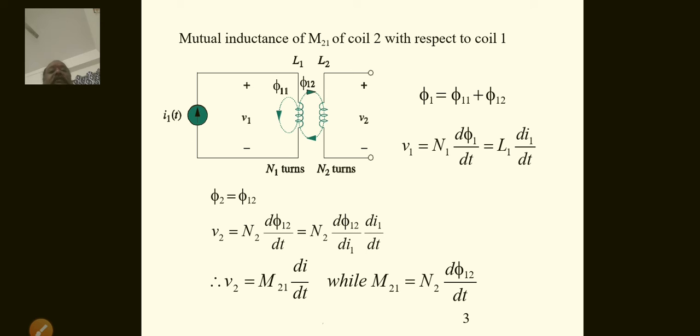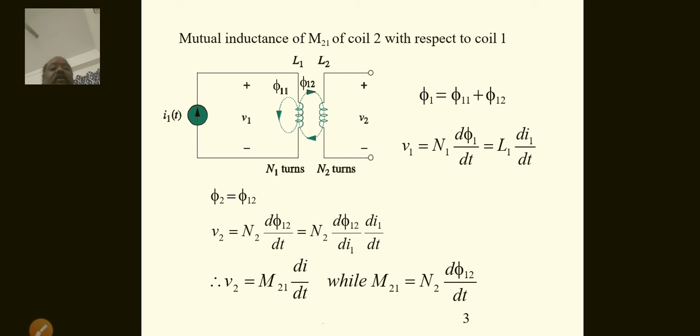Then you will say that phi 2 is equal to phi 12 generally. So you may take V2 is equal to N2 d phi 12 by dt, so N2 into d phi 12 by dI1 into dI1 by dt. So from that relation, you say what is N2 d phi 12 by dI1?